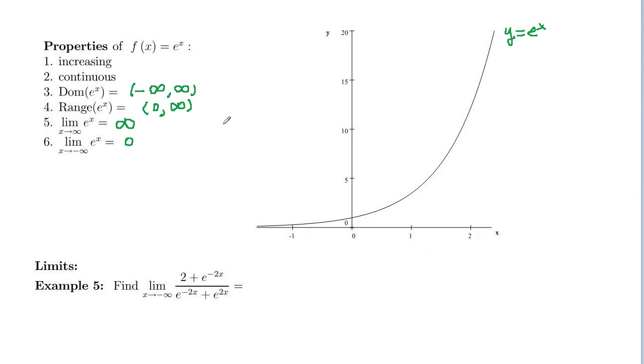So we can use some of these properties to actually find limits that involve exponentials. So here we want to find the limit as x approaches negative infinity of 2 plus e to the negative 2x over e to the negative 2x plus e to the 2x. So we've got e to the x here, e to the 2x right there, that will behave similar to e to the x. So as x goes to negative infinity, this is going to approach 0.